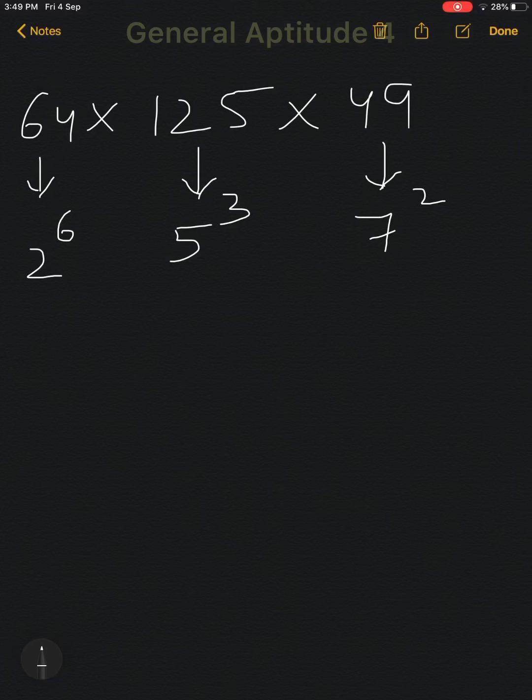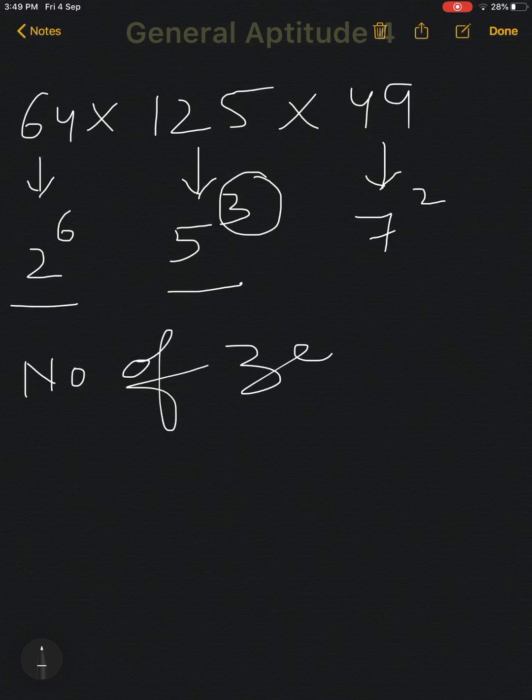So we have to look at the powers of 2 and 5 in whole. So here the power of 2 is 6 and the power of 5 is 3, and we take the minimum value among these two. So the number of trailing zeros at the end is 3.